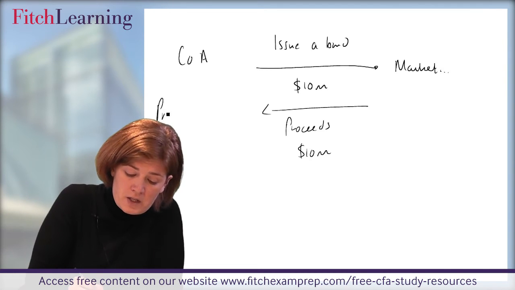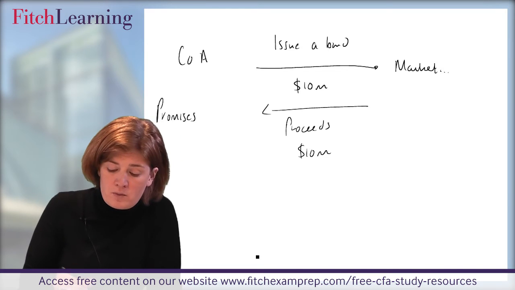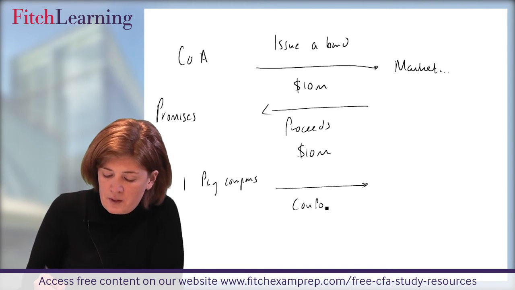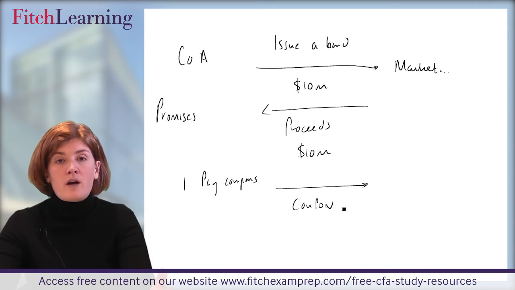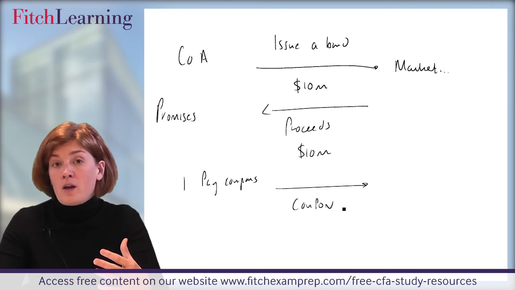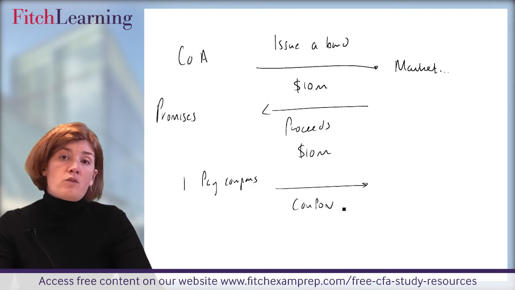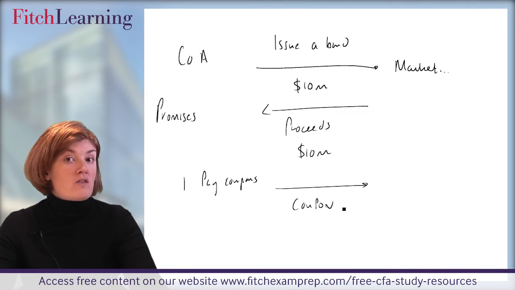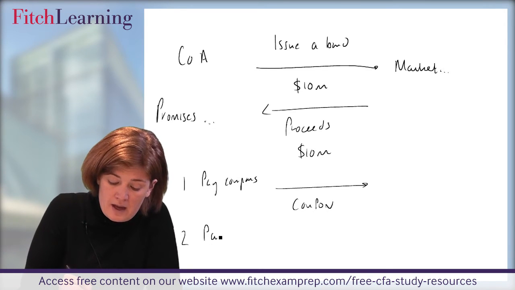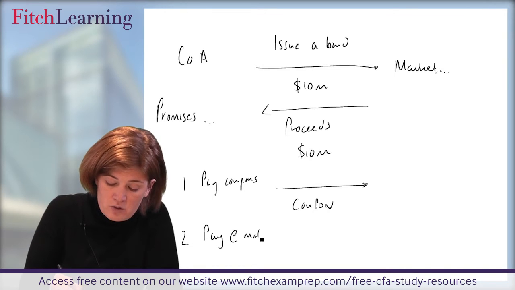So company A promises to do two things. It promises, first of all, over the life of the bond to pay coupons. So over the life of the bond, the company is going to pay a coupon. And that coupon rate will vary depending potentially on how the market wants the bond structured. It will also depend on what current coupon rates are that companies of a similar risk may be paying. Also, the company promises to pay at maturity what we call the par value.